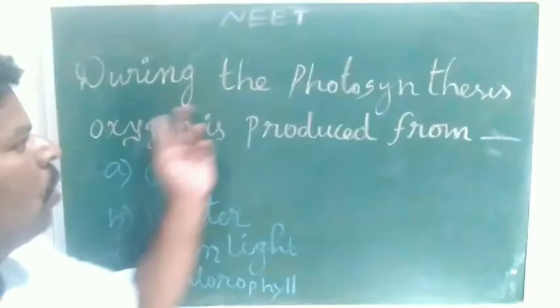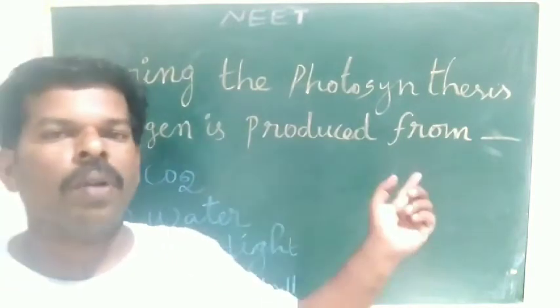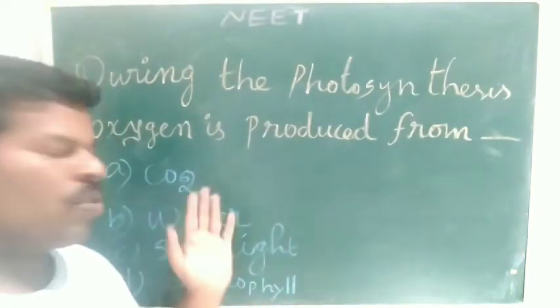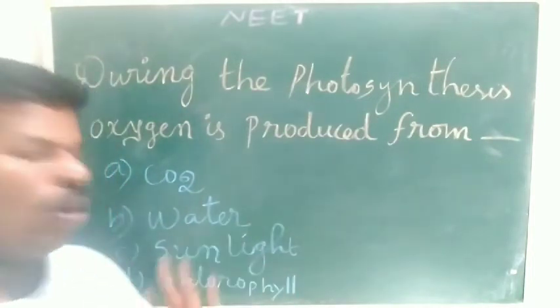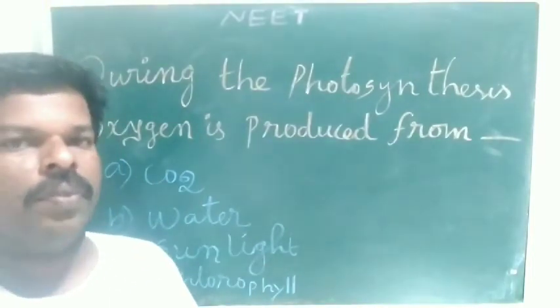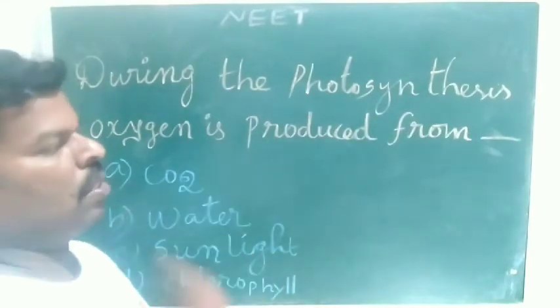Okay. During photosynthesis, oxygen is produced from: CO2, water, sunlight, or chlorophyll. Chlorophyll is a pigment. So how is oxygen produced? That is very important.